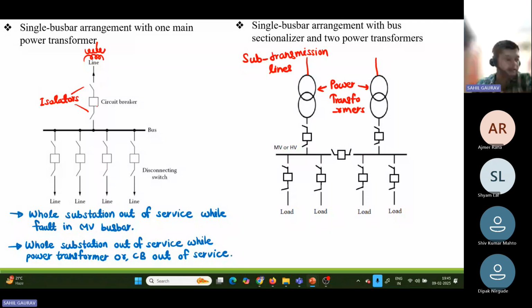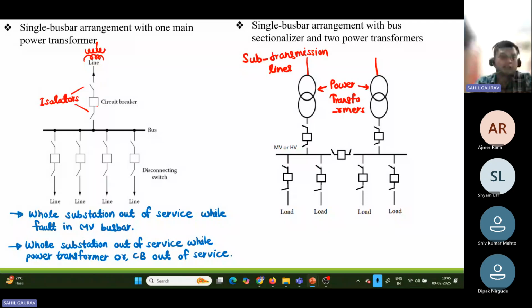So you can see that the top one is the main bus, and the one below is the transfer bus. This main bus is always energized, meaning always connected, while for the transfer bus, we can see this bus tie breaker. And we know that the bus tie breaker is of normally open type.